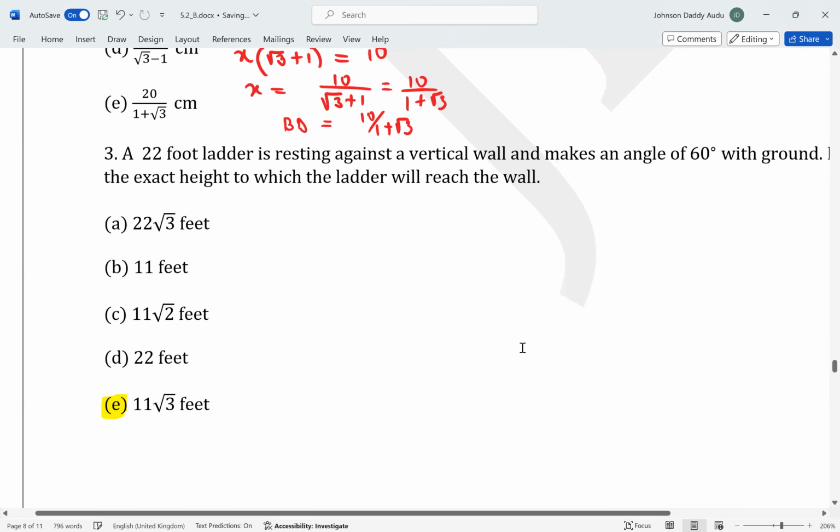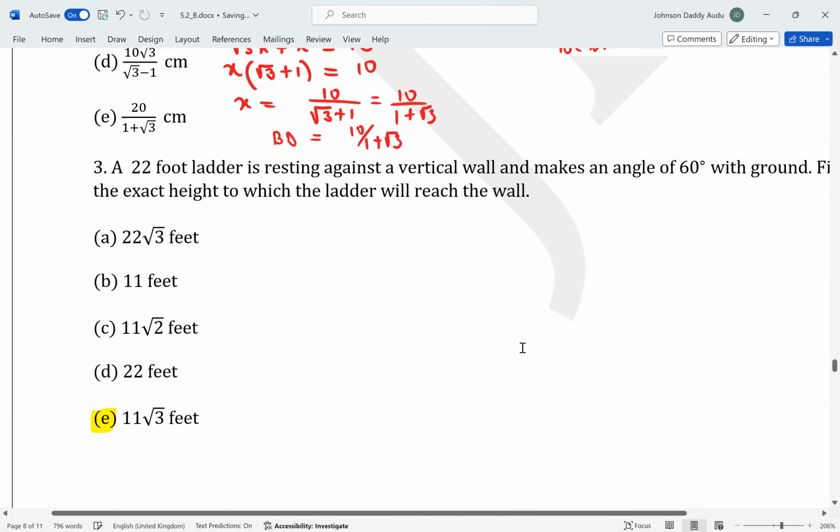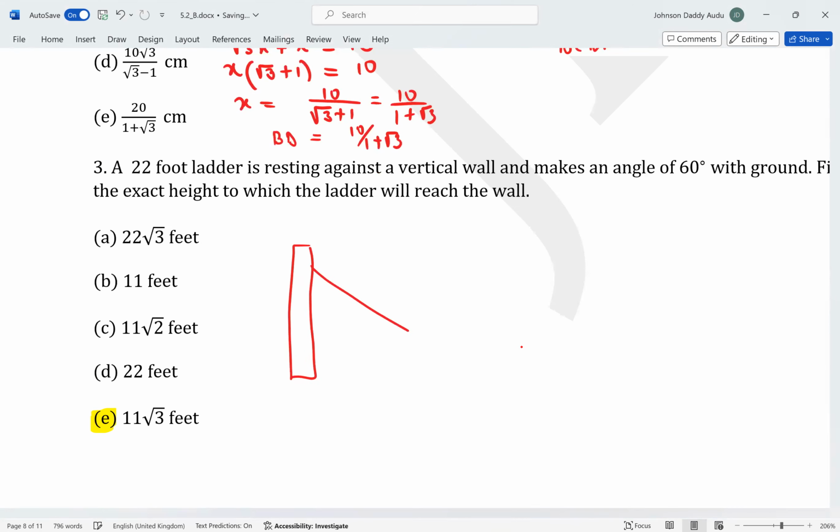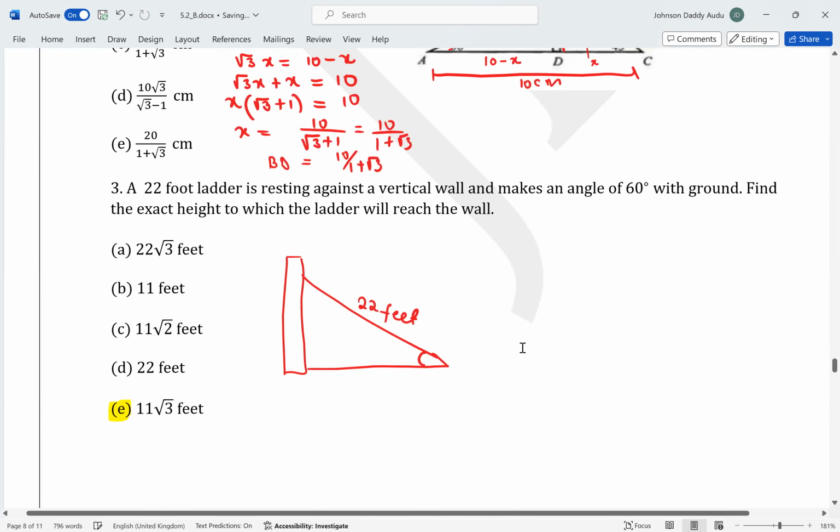So for this one, we have a 22-foot ladder resting against a vertical wall. So if this is your wall, you have the ladder leaning against a vertical wall. So this is 22 feet. It makes an angle of 60 degrees with the ground. Find the exact height to which the ladder will reach on the wall. So this is the height we're talking about.